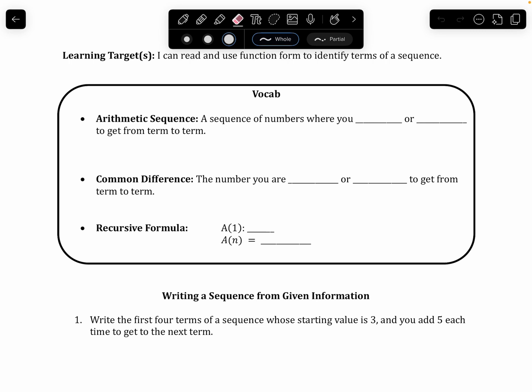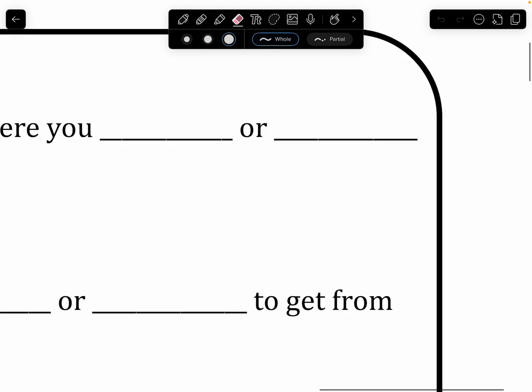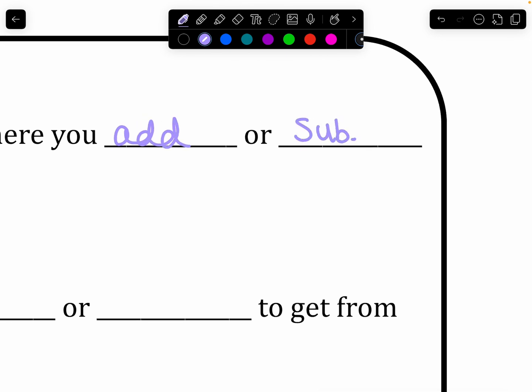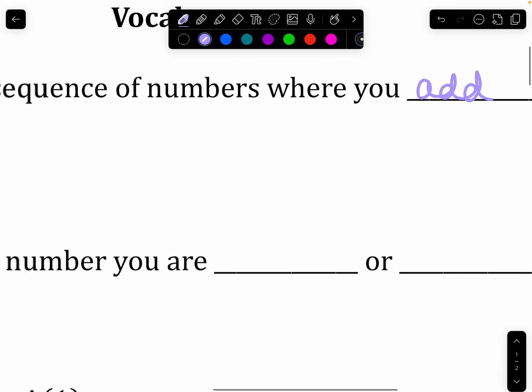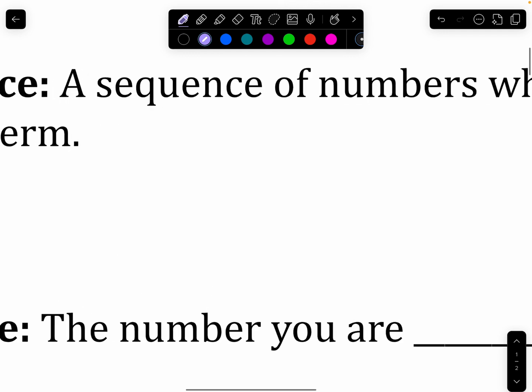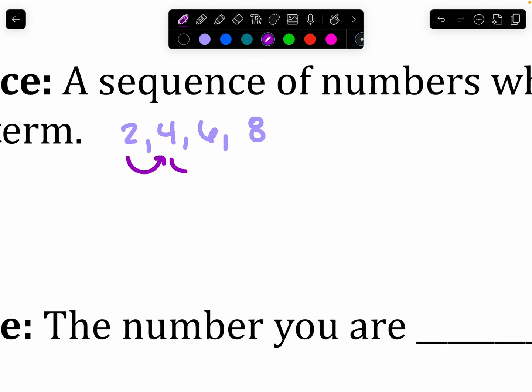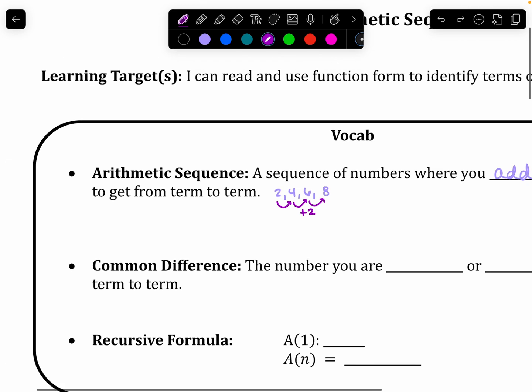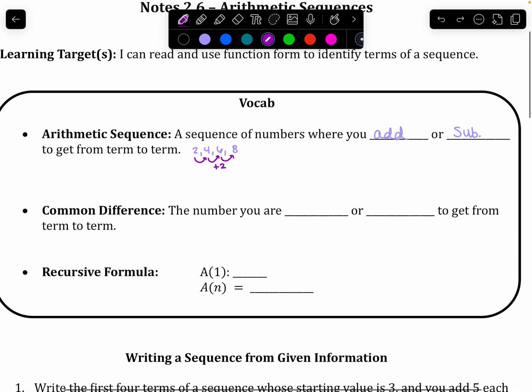But the first vocabulary word is an arithmetic sequence. An arithmetic sequence is a sequence of numbers where you add or subtract to get from term to term. So we are specifically talking about adding or subtracting to get from term to term. I'll give you a really, really basic example: 2, 4, 6, 8. What are you doing to get from term to term? You are adding 2 each time. So this right here is an example of an arithmetic sequence, okay?